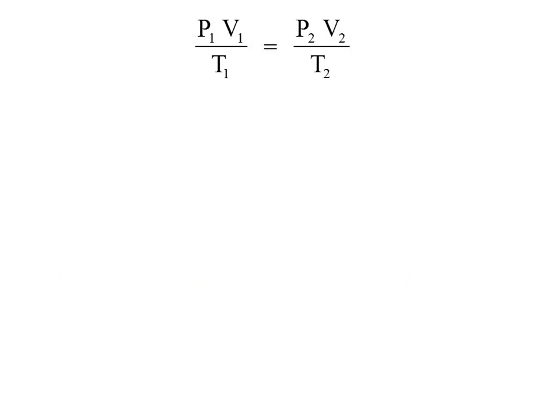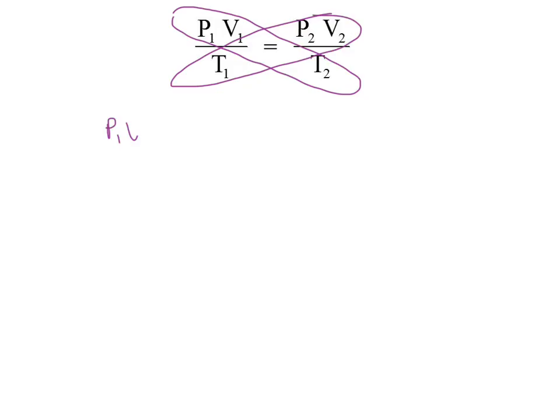So here we go. Now to rearrange this, I'm going to show you how I would do it in my little inept way. I mentioned the other day crisscrossing across the equal sign. So you're going to see me flatten this out by crisscrossing. If I crisscross, I get P1, V1, T2, and I'm solving for T2, is equal to P2, V2, T1. I flattened it out.